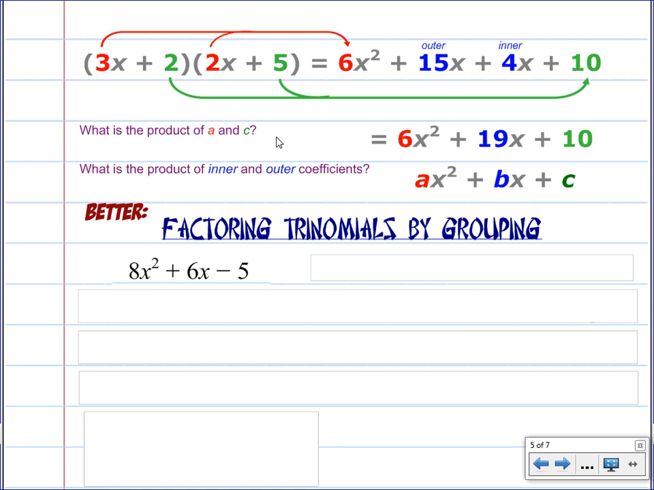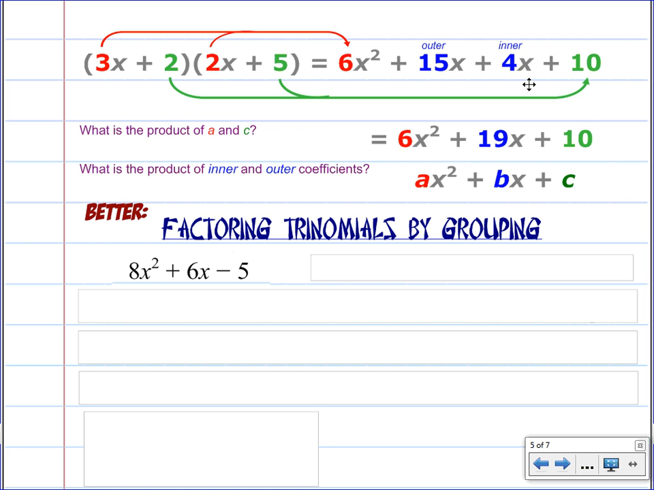What's the product of a times c? That's my first question. Go ahead and multiply a times c. A is 6, c is 10, right? When you multiply those two together, what do you get? Unless you did computations wrong or have a broken calculator, you got 60, right? 6 times 10 is 60. Okay. Now, how about the product of the inner and outer coefficients? So going back to the inner and outer up here, our outer coefficient was 15. Our inner coefficient is 4. Go ahead and multiply those two together.